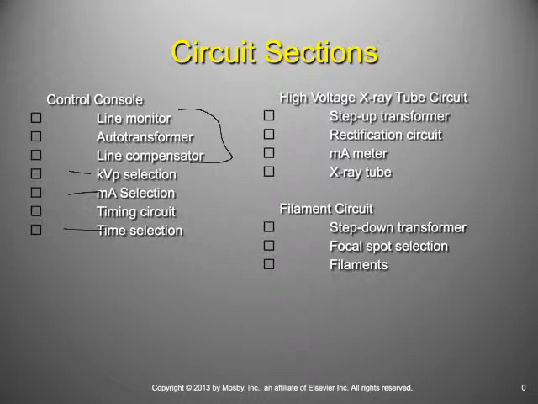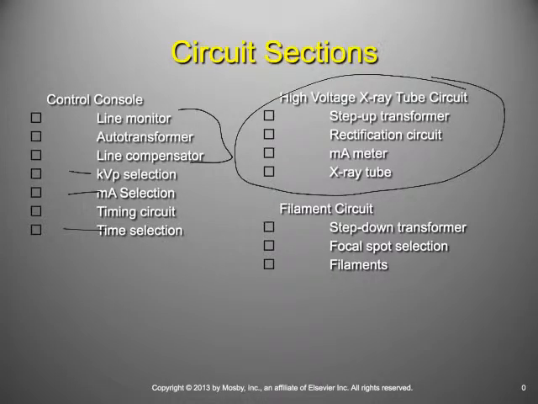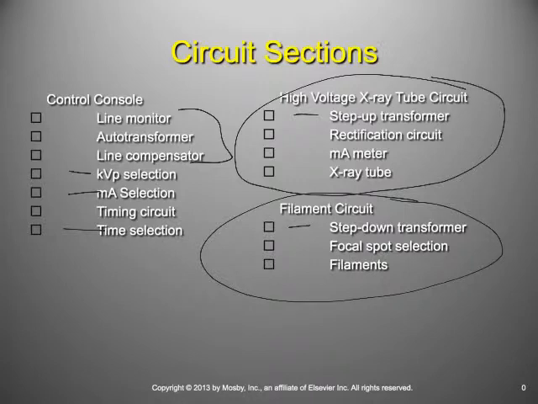Then we have a high voltage side and a filament circuit side. So this high voltage side is again the kVp side. It'll be on the top on most of our illustrations of this, and it has that step-up transformer because we're stepping it up to a high voltage. And then we have the filament circuit, and it's going to contain that step-down transformer because we're changing things to mA, milliamps, to heat up the filament.